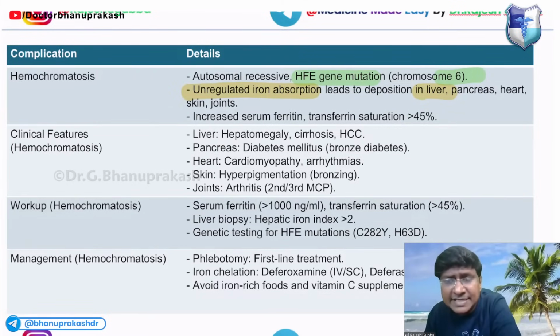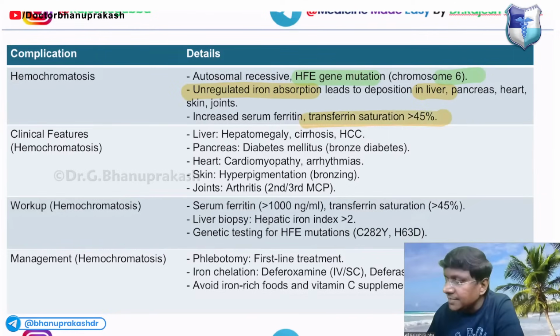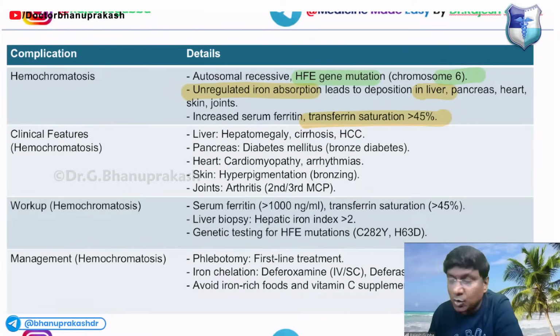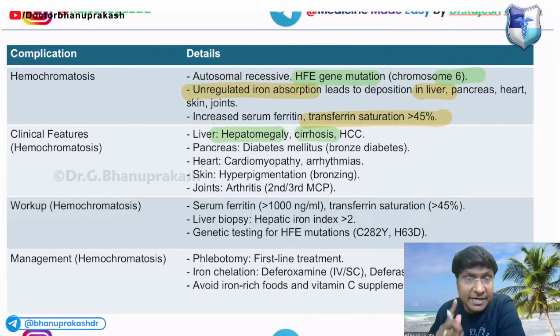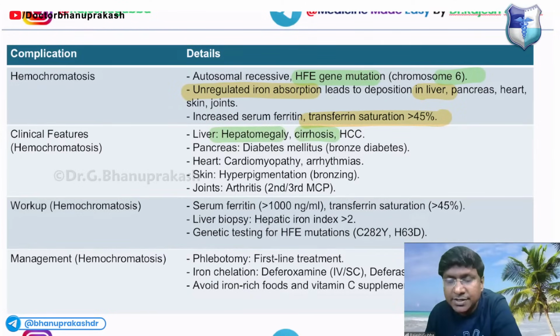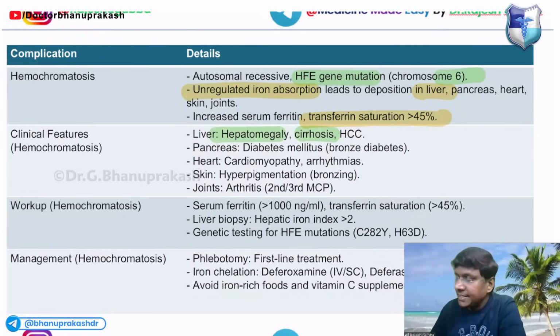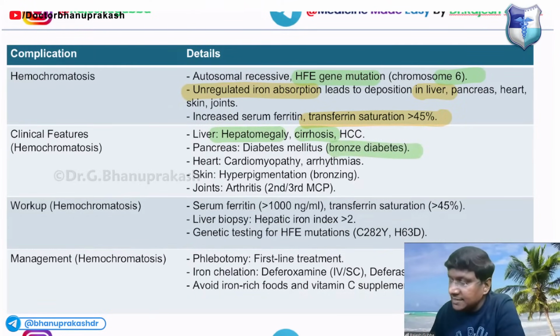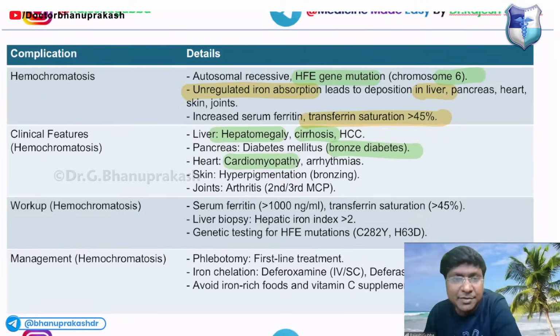What is the first line investigation? You need to check the transferrin saturation. So what will happen to the transferrin saturation? That will be more than 45%, and that is the first line investigation. And you take this multi-system involvement. So liver involvement will be in the form of cirrhosis, but here it is micronodular cirrhosis in hemochromatosis, whereas in Wilson's it is macronodular cirrhosis, right? And regarding the pancreas, like bronze diabetes mellitus. Regarding the heart, there will be development of cardiomyopathy, right?